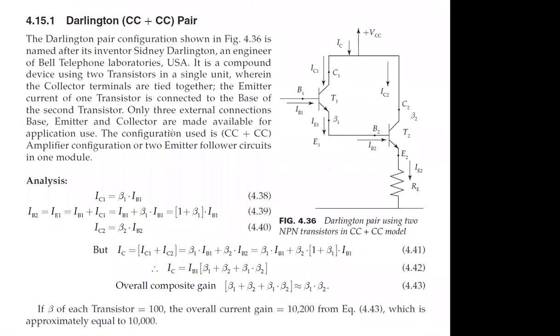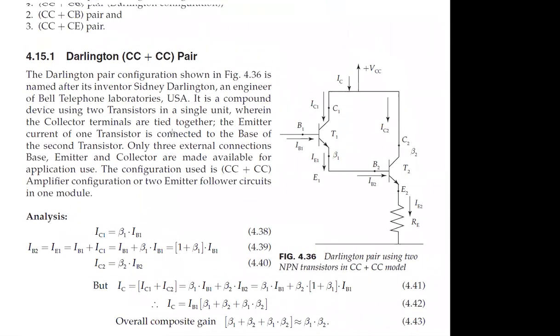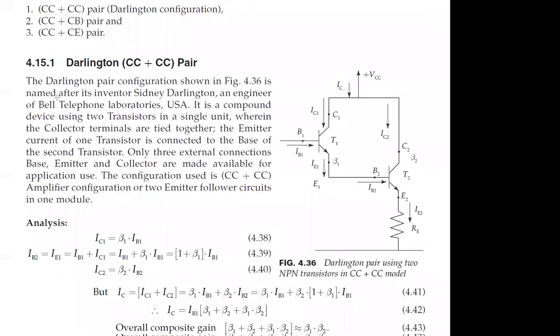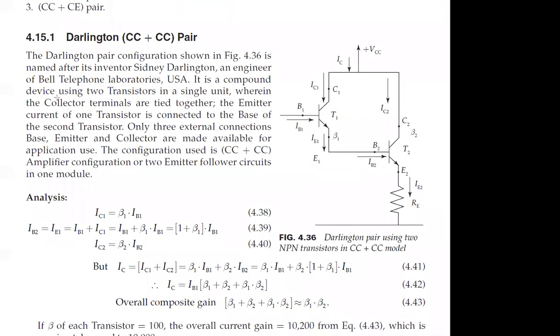Now we are going to see what the Darlington pair is. Darlington pair is nothing but when the common collector is connected with common collector. I have told a total of 3 configurations. The Darlington pair is the first configuration. Common emitter with common emitter we have called cascade. Similarly, cascode is common emitter with common base. Now, common collector with common collector, we are calling this the Darlington pair.